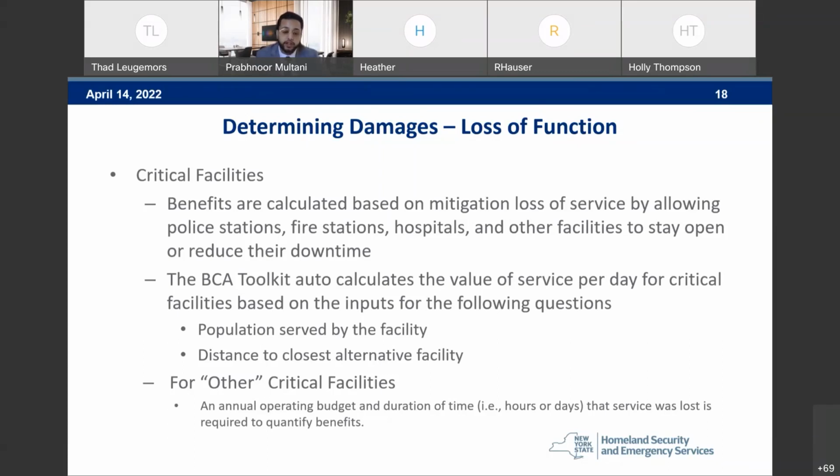And then for other critical facilities that do not fit the hospital, police station, or fire station, this could be examples such as a Department of Public Works. For those facilities, an annual operating budget and the duration of time that service was lost is required in order to quantify benefits. Next slide, please.